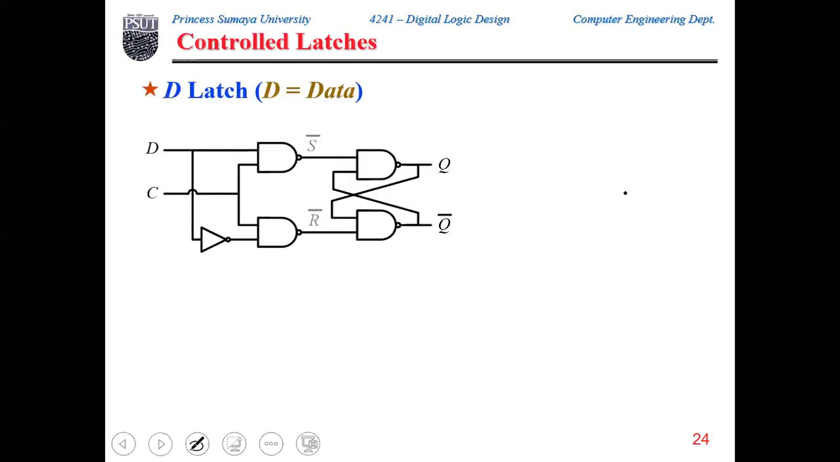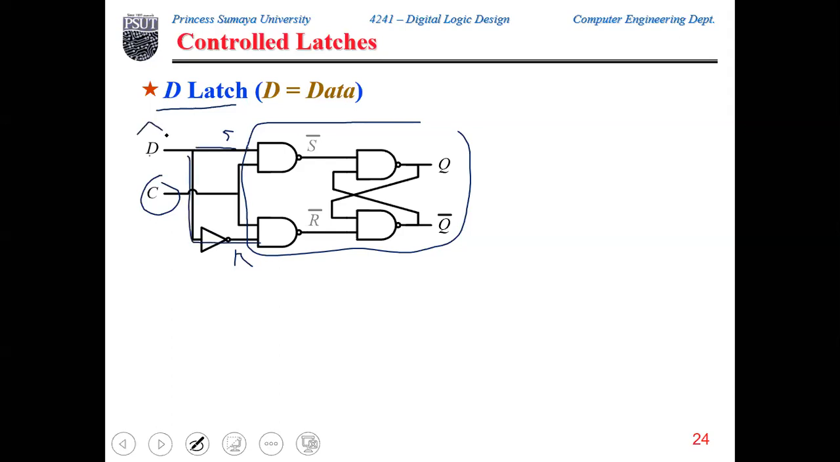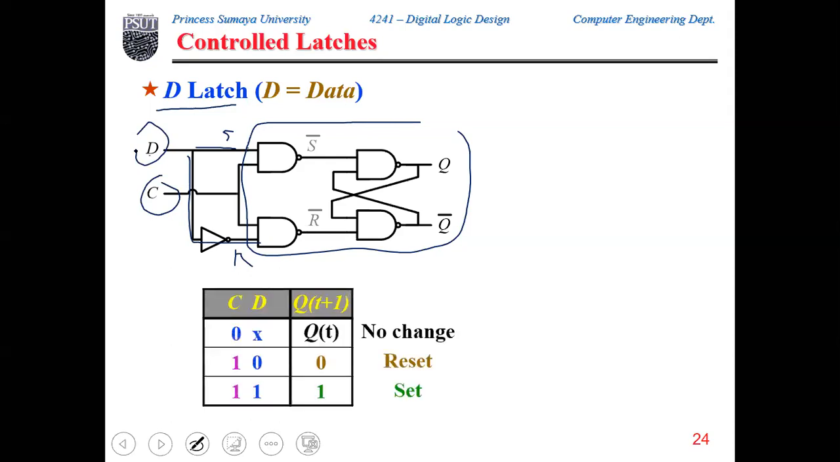Another example of the controlled latches is the D latch. I don't want to go into the details, but it is basically a controlled SR latch. Here we have S and R, but the D latch connects these two inputs, S and R, to one input, which is called D. And why is this done? Basically to get rid of the invalid state.